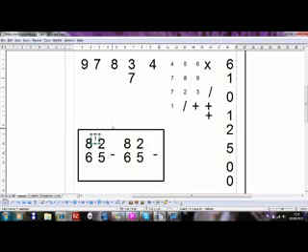So we're going to add 10. We now have 10 plus 2 equals 12. 12 take away 5 is 7. Right, let's move to the tens column.